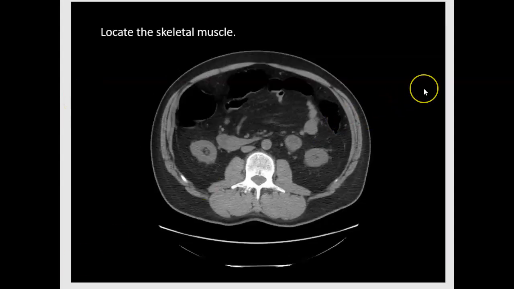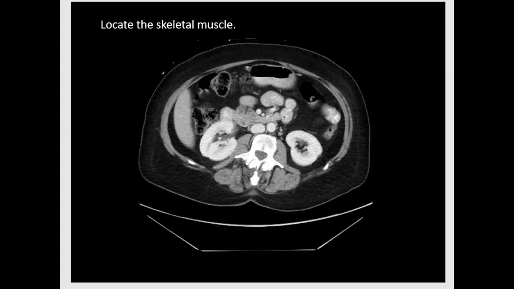How about, can you locate the skeletal muscle here? Okay, so here it is, skeletal muscle, and I'm tracing as best as I can. And the last image, can you locate the skeletal muscle on this one? Okay, give you a few seconds. And then we can start here, and then the muscle groups hugging the vertebra, and then all the way around.